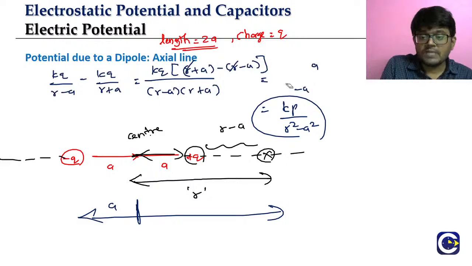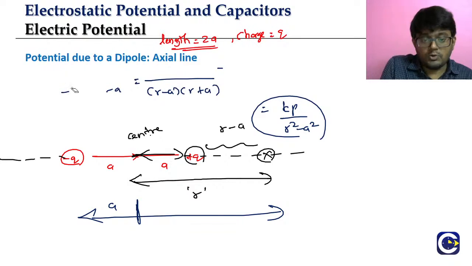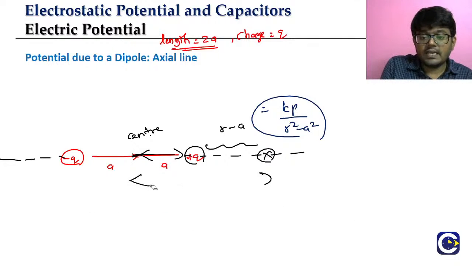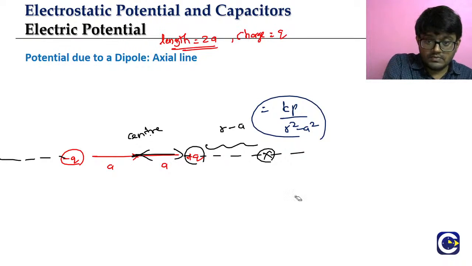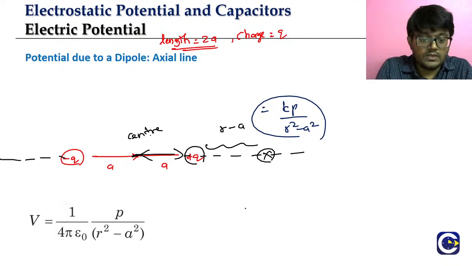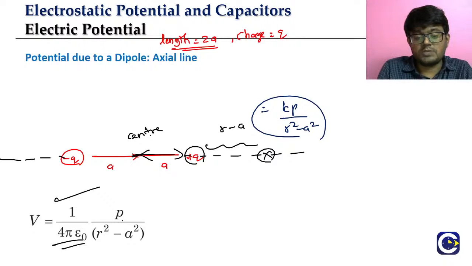Here p is the dipole moment. Now the point that we have marked is taken on the side closer to the positive charge. Instead of k, what can we write? 1 by 4 pi epsilon naught. So the potential is 1 by 4 pi epsilon naught times p divided by (r square minus a square).